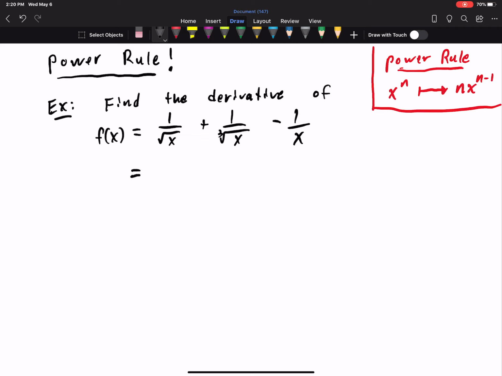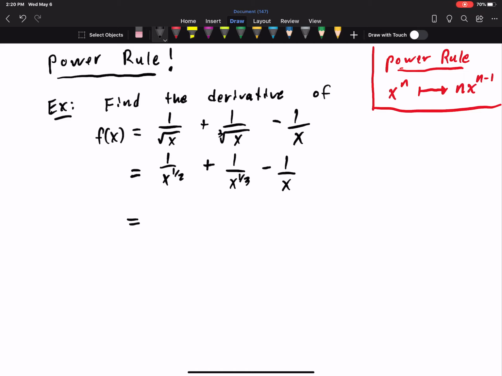It becomes 1 over x to the 1/2, because that's what it means to take a square root. Then, in the second term, we have a third root, so this becomes a 1/3 power in the denominator. And we don't have a radical on this last guy here, so don't try to do anything weird with that. It just is going to stay 1 over x for the time being. Now what we're going to do is bring up all of our x stuff in the denominators up to the numerator and negate the exponents.